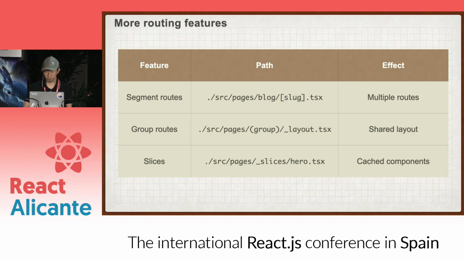three routing features. The first feature is segment routes. We can handle multiple routes with one file. We use bracket notation to define a segment. The second feature is group routes. We can use a shared layout for a set of pages, and we use parentheses to define a group.